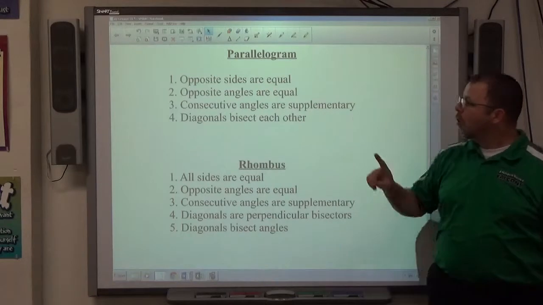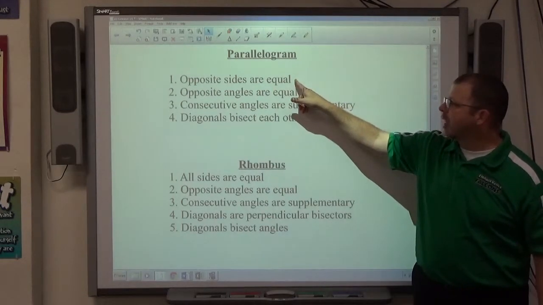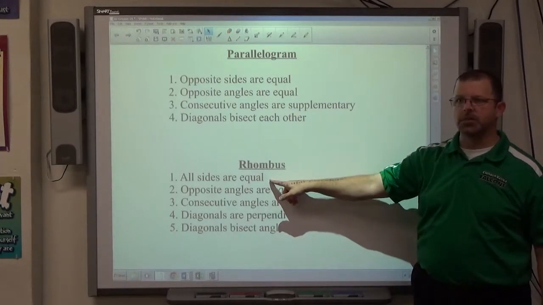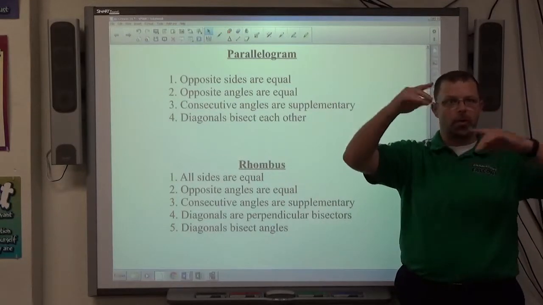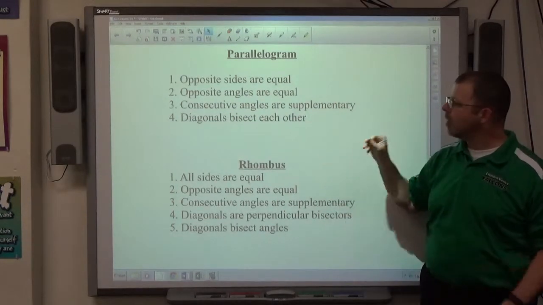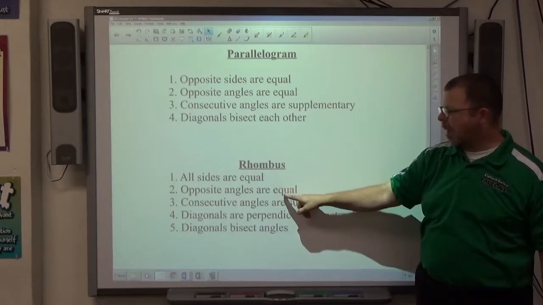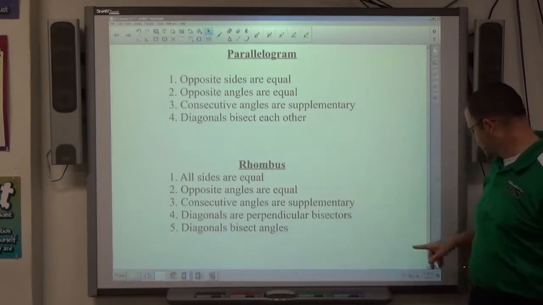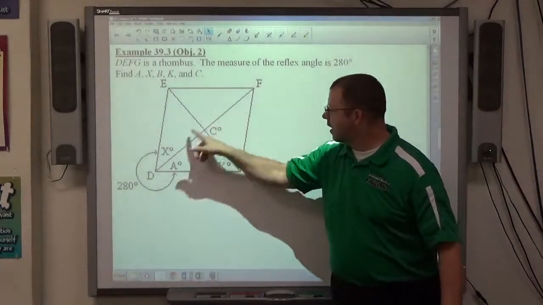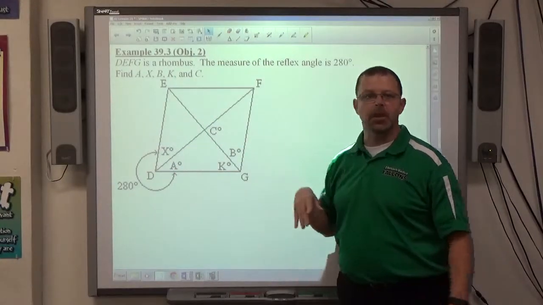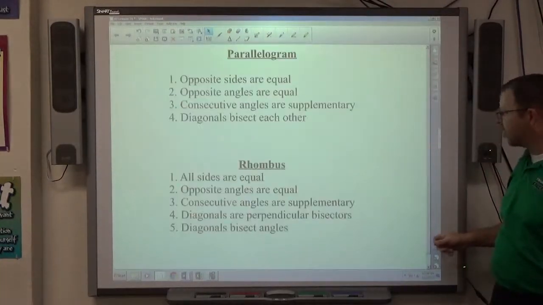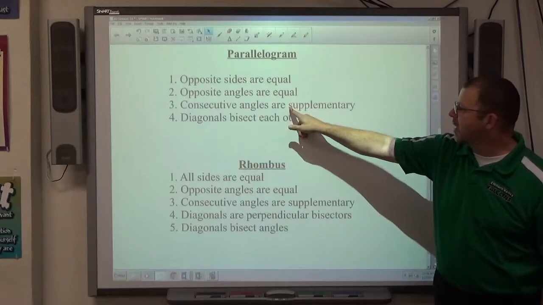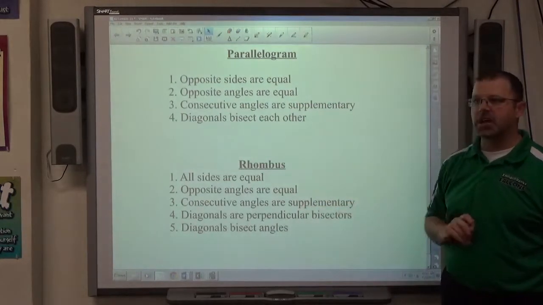All right? What's true about a parallelogram is opposite sides are equal. Rhombus, every side is equal. Just like a rectangle, opposite sides are equal, but a square, all four sides are equal. Opposite angles are equal. So just like in a parallelogram, this angle equals that angle, and that angle equals that angle, same thing in a rhombus. So that fact is the same for both. This one says consecutive angles are supplementary. This one also says consecutive angles are supplementary.